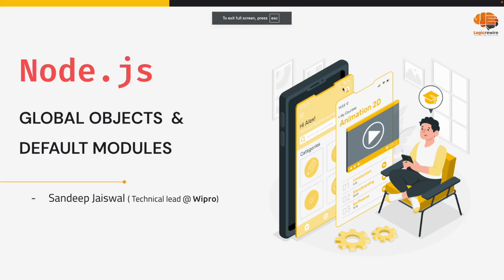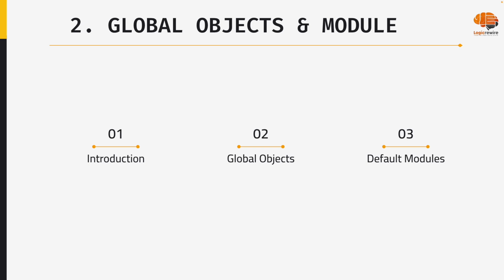So, global object and default module. First, what is a global object? Why are we going to study global objects? What are the different modules we are going to see in the global object? Basically, a global object is global in nature. One example I can give you is console. Normally you write console.log, right? You use it just to print some output on the terminal. So to print output on the terminal, you will use console.log.